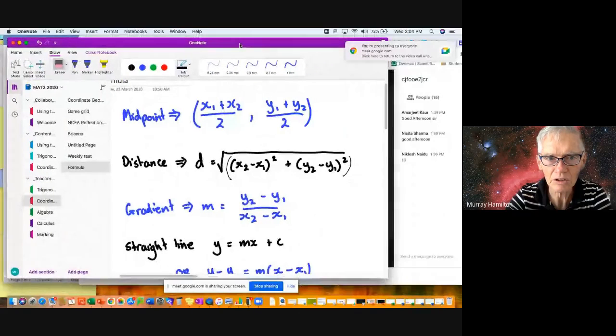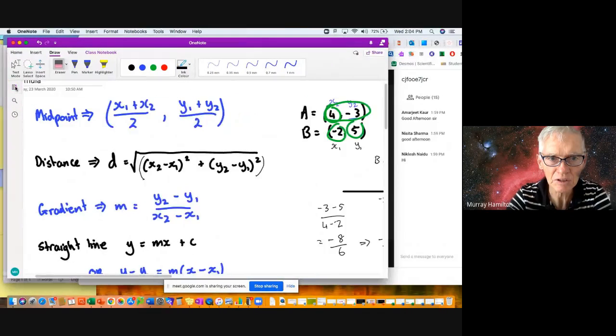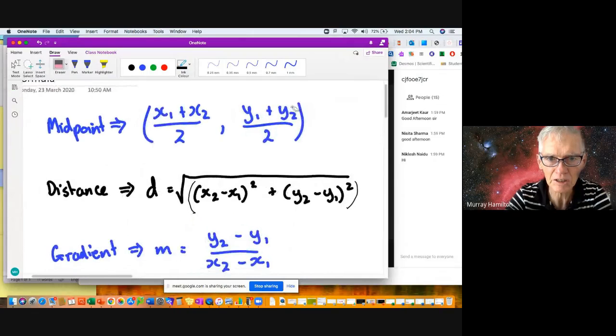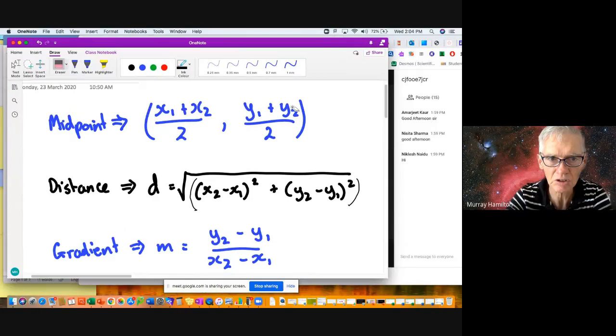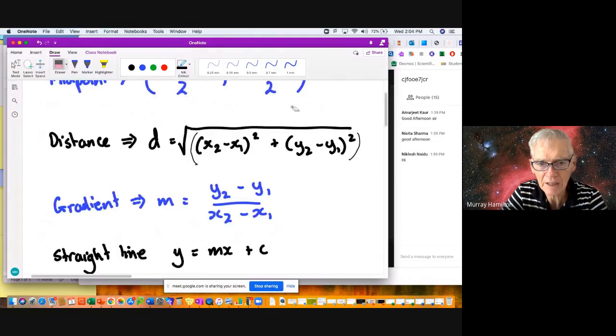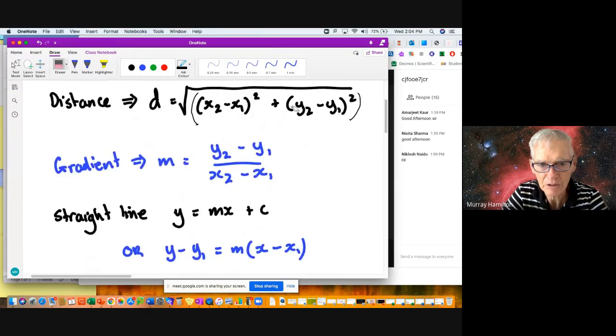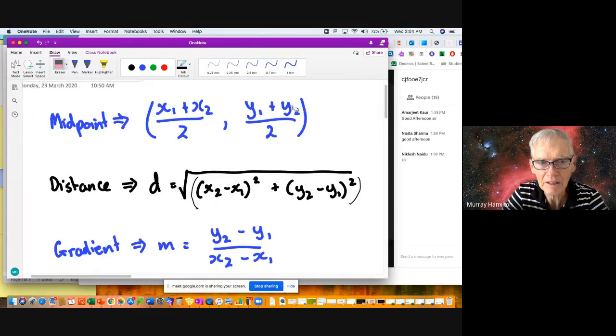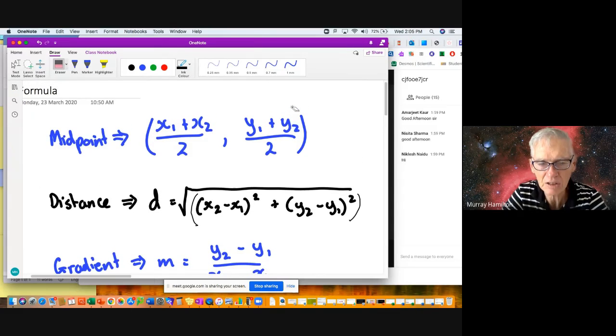Okay, so with coordinate geometry, we have some formulas. So these are the formulas. I'm going to share this document with you. I'll show you that in a moment. So we have a midpoint formula, a distance formula, a gradient formula, and a straight line formula, which is in two forms. Those are the formulas basically that we're going to be using. You are not going to have these applied to you necessarily, so you will need to learn about them.